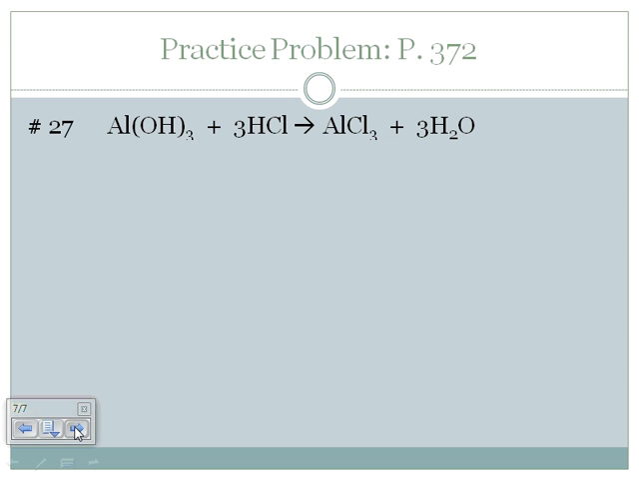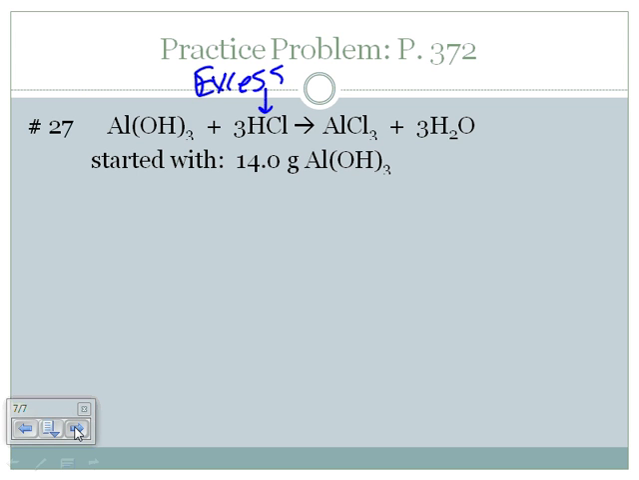Let's do a practice problem. Here we have our balanced chemical equation. Again, can't stress this enough. You need a balanced chemical equation to do these. If you start out with 14.0 grams of aluminum hydroxide and you have excess HCl, that means you have more than you actually need. You have a whole bunch more. You don't have to worry about that.